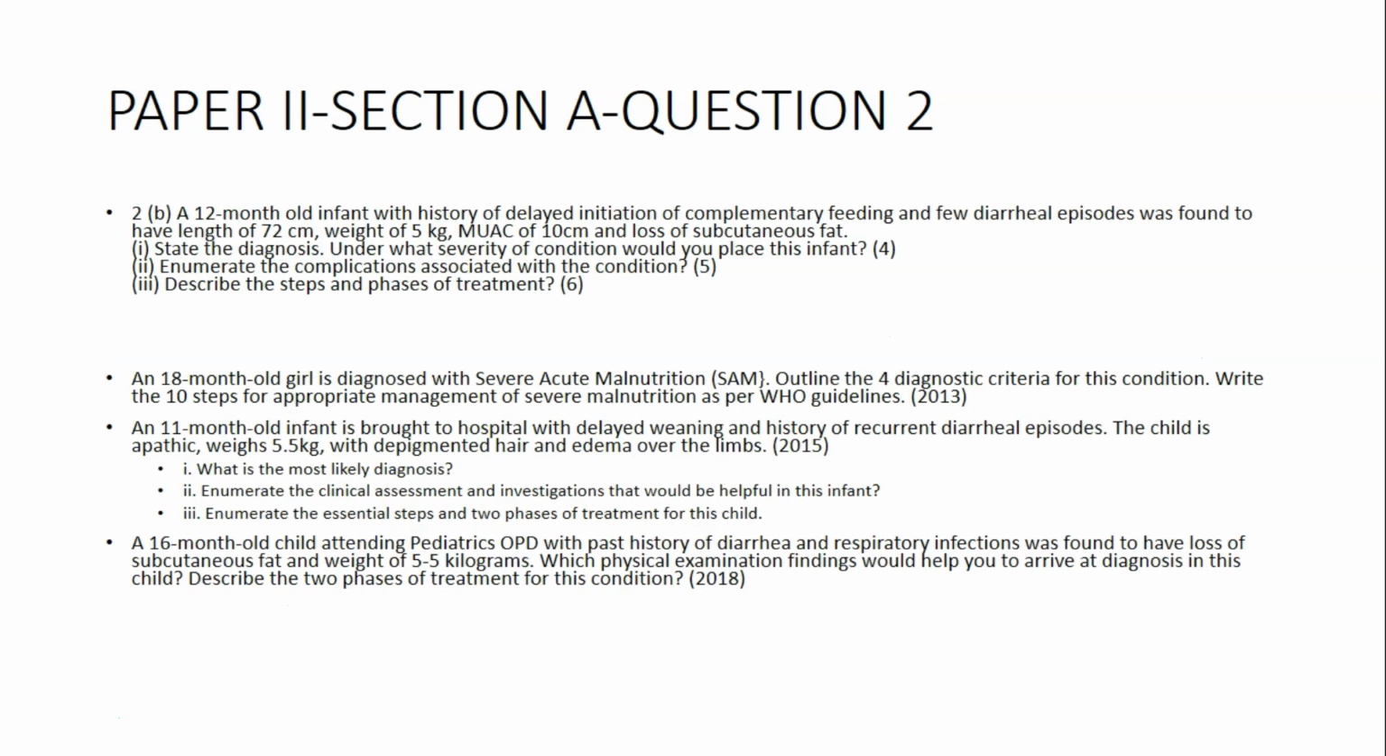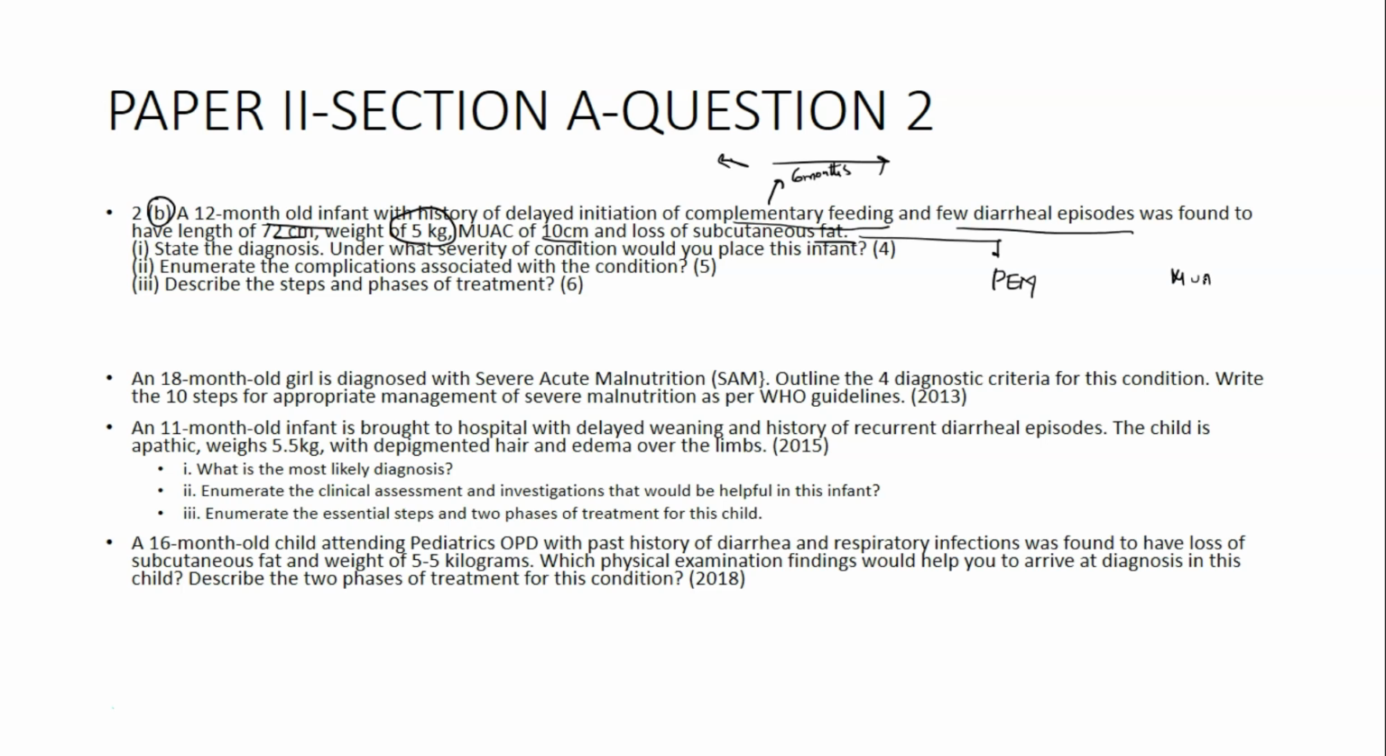Yes. Now question number 2B. A 12-month-old infant with delayed initiation of complementary feeding. The complementary feeding should start at 6 months, right? Till 6 months we do exclusive breastfeeding, and from there on we have to give complementary feeding. And a few diarrheal episodes. The child was found to have weight of 5 kg, MUAC of 10 centimeters, and loss of subcutaneous fat. Everything is falling in line with protein energy malnutrition.